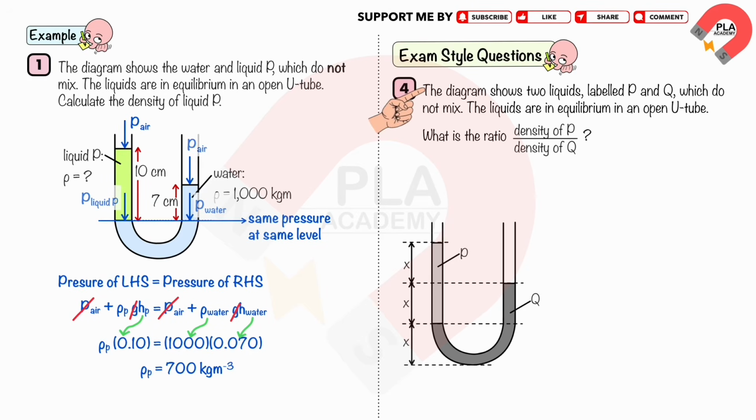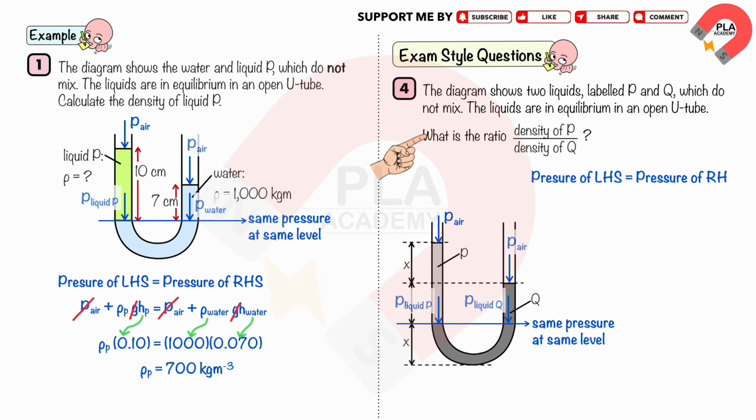Exam-style question 4. The diagram shows two liquids, labeled P and Q, which do not mix. The liquids are in equilibrium in an open U-tube. What is the ratio of the density of P to the density of Q? The pressure at the same level in both arms of the U-tube is equal. There is air pressure acting on both sides of the tube, like this. There is the pressure due to liquid P on the left-hand side, and the pressure due to liquid Q on the right-hand side, like this.